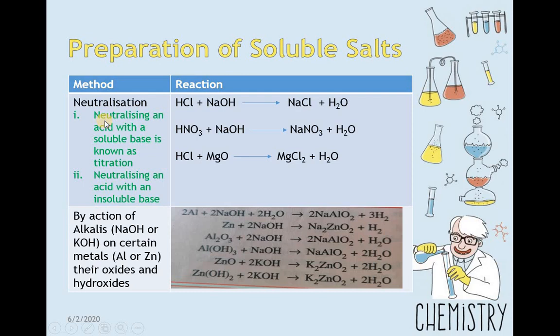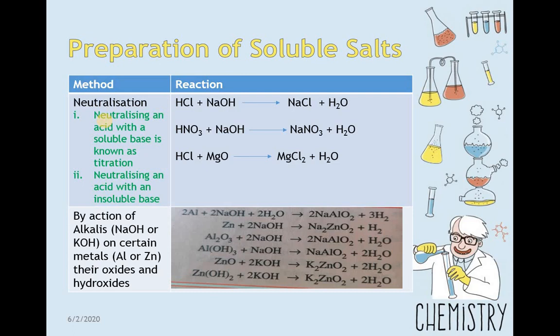Neutralization is a reaction between the acid and the soluble base. This is also called titration. And you can do neutralizing an acid with an insoluble base also.